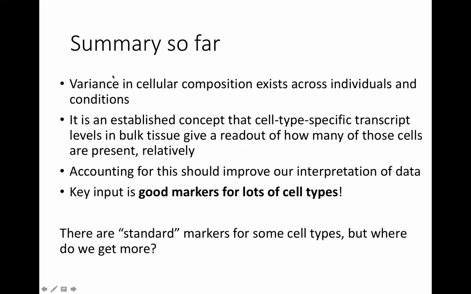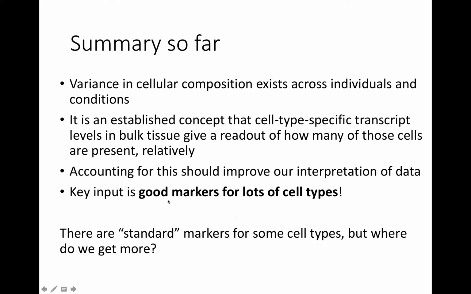Just to summarize so far, variance in cellular composition exists across individuals and conditions, and it's an established concept that cell type specific transcript levels in bulk tissue give a readout of how many of those cells are present, at least relatively. There could be discussion about how true this is, and I think it's an interesting discussion to have. We can be careful about our interpretation, but this should improve our interpretation of the data. If these two statements are true, then this has got to help us understand the data.